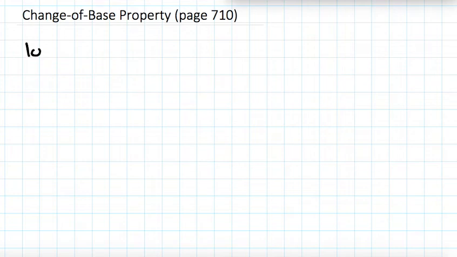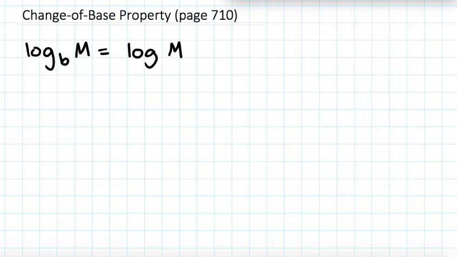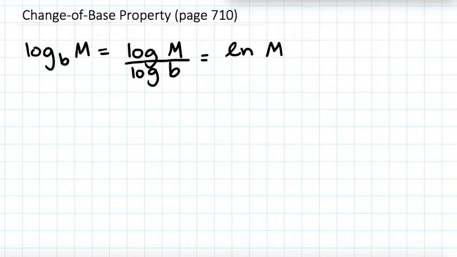So the change of base property states that if I have log base b of m, I can do this on the calculator using the log button. It's log of m divided by log of b. Or I can use the natural log button, natural log of m divided by natural log of b. And so the important thing here is that the base b is going in the denominator of the fraction and the number that comes after the base is going in the numerator.